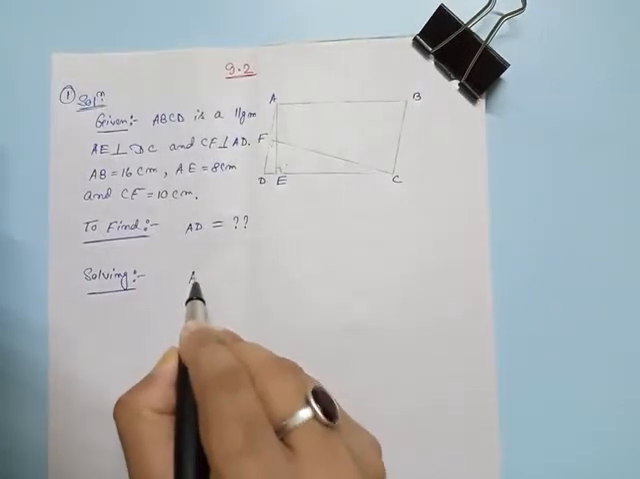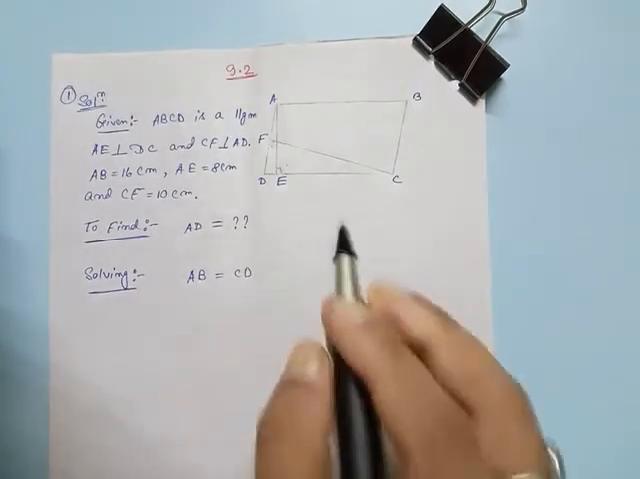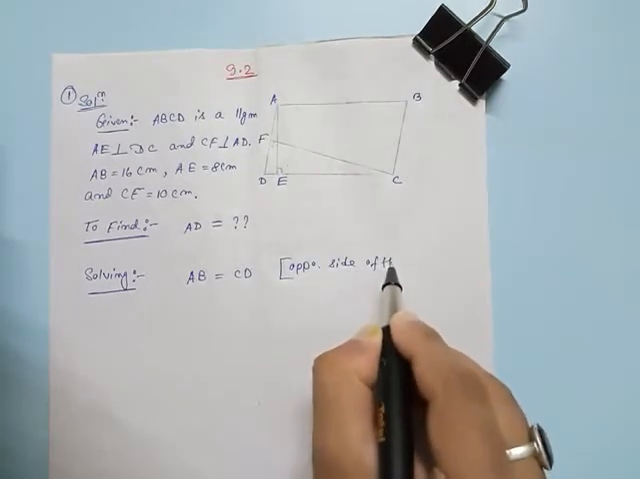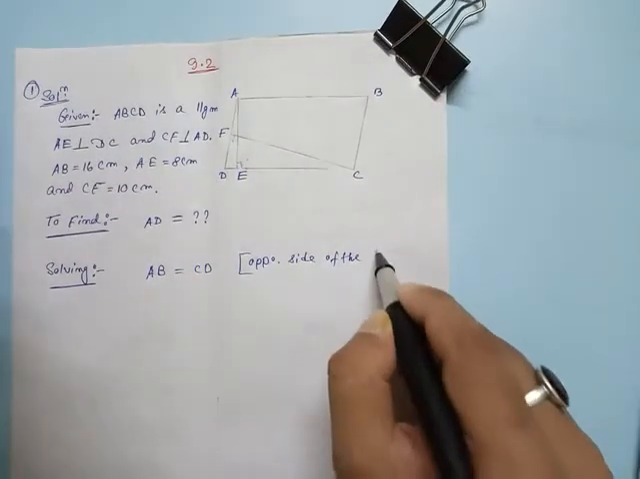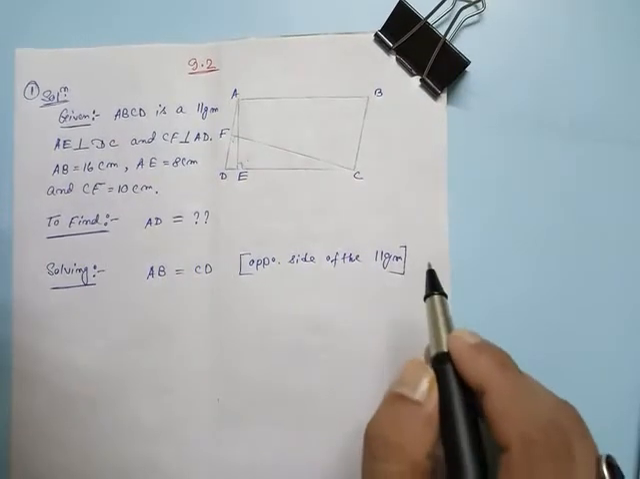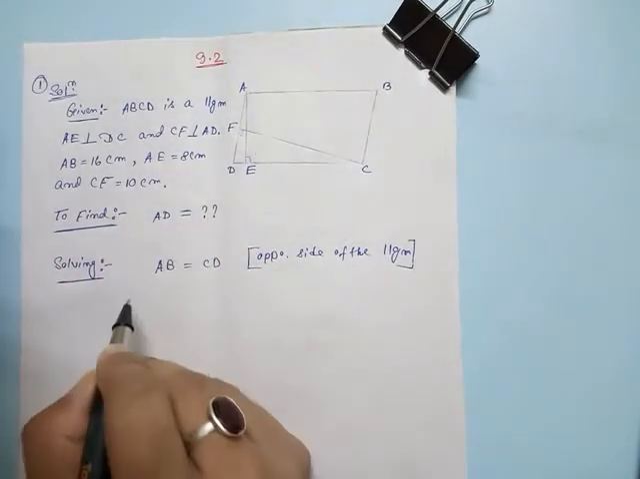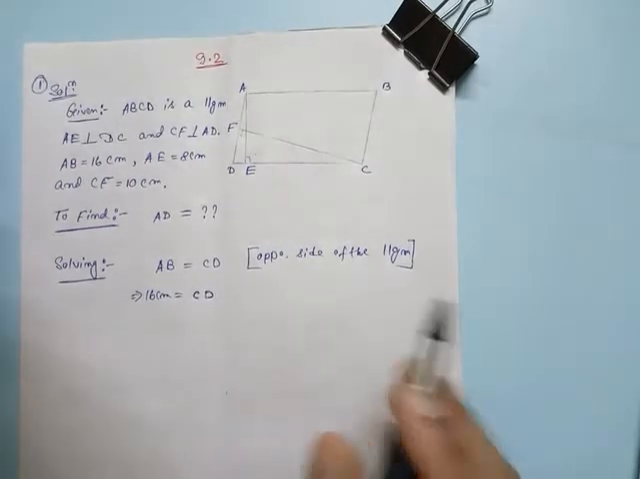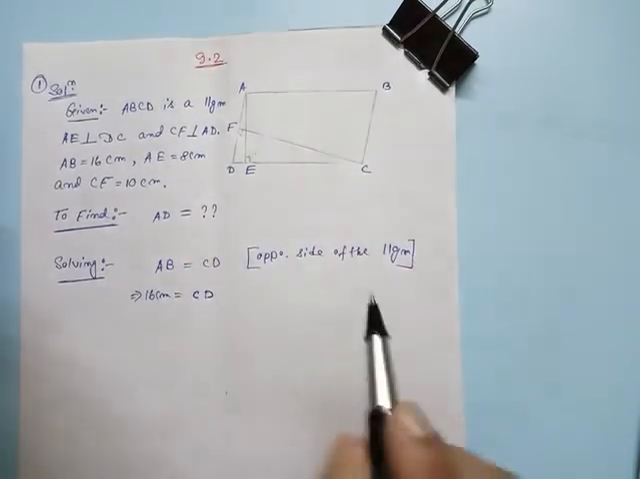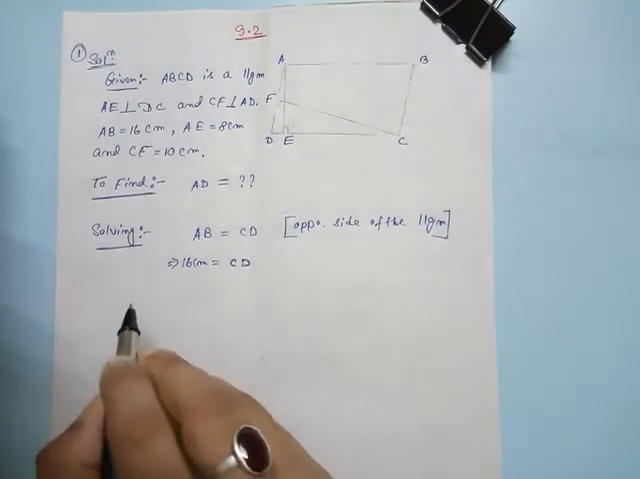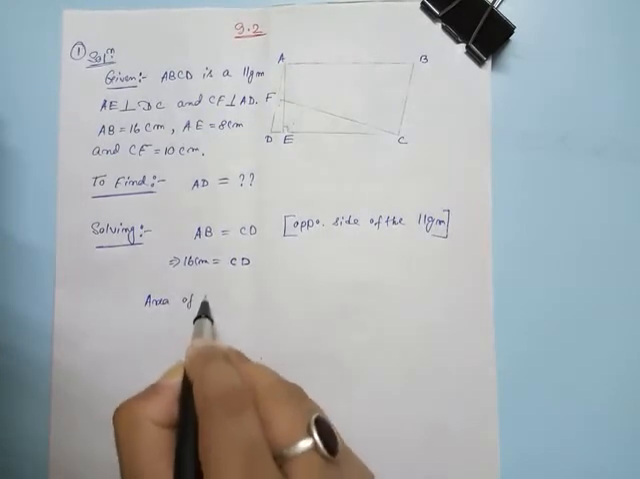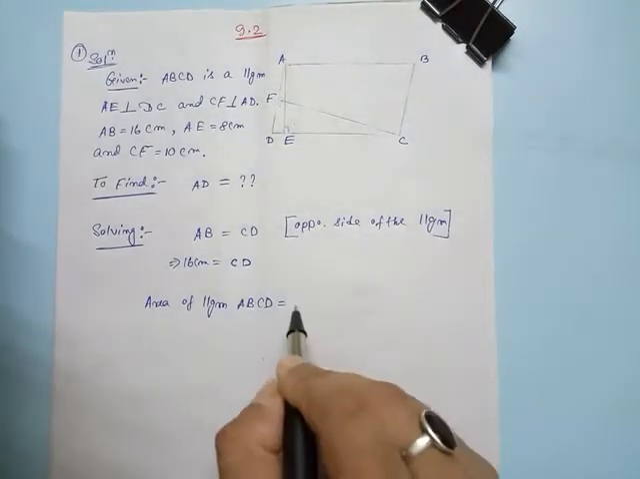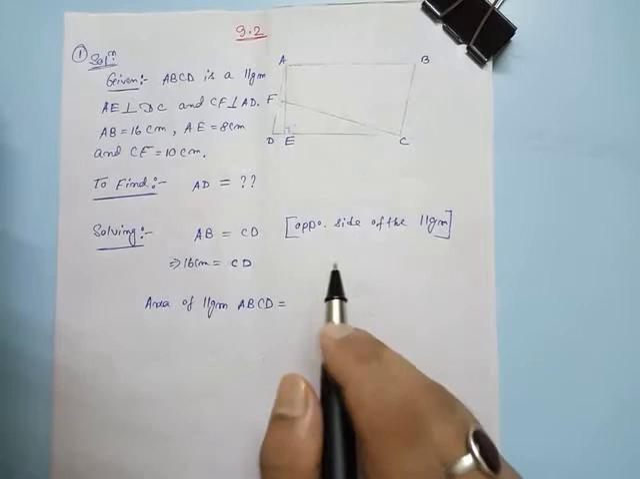First I will write here AB equal to CD, because opposite sides of the parallelogram are equal. Now what is the value of AB here? 16 centimeter. So in case of CD, the value is also the same, 16 centimeter. Now I will find out the area of the parallelogram. Area of parallelogram ABCD equal to, the formula is base into height.